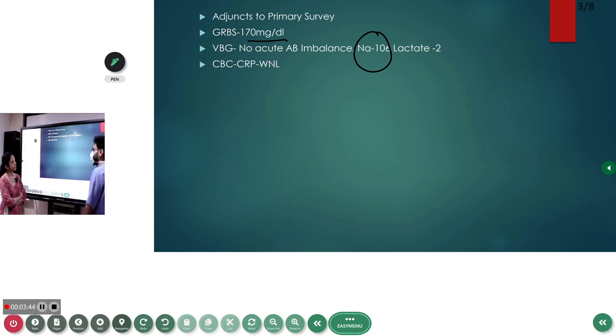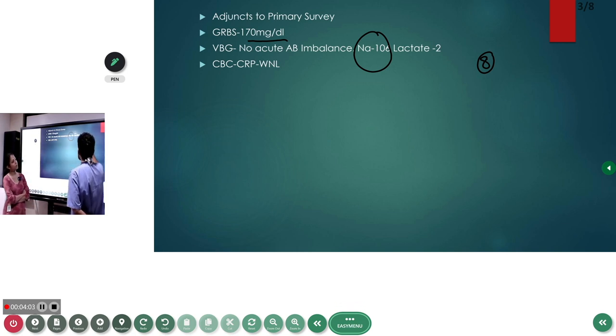The sodium was 106, so we started the patient on 3% saline, and we have sent the serum osmolarity, urine osmolarity, and urine sodium at this point of time. Okay. So before starting correction, we need to send the serum osmolarity, urine osmolarity, and urine sodium.